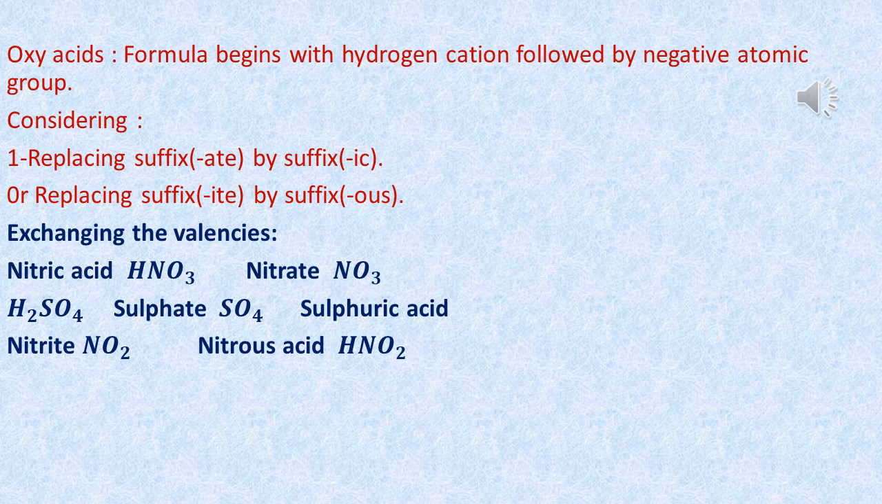Oxyacids are acids that contain oxygen and begin with hydrogen: hydrogen cation followed by a negative atomic group, replacing the suffix ATE with IC. For example, nitrate NO3: when I put hydrogen at the beginning, it's called nitric acid. Sulfate SO4: when I put H2 before it, it's called sulfuric acid. Nitrite NO2: when I put hydrogen cation followed by the negative atomic group, it will be nitrous acid, HNO2.